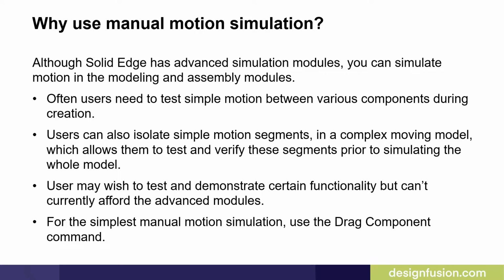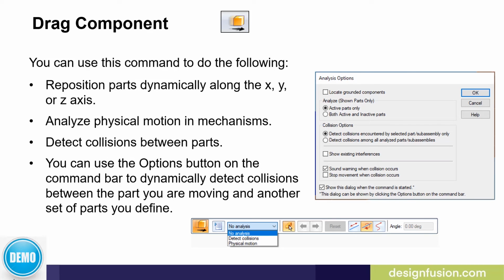For the simplest manual motion simulation, use the drag component command. The drag component command is found in your assembly module, and you can use this command to reposition parts dynamically along the X, Y, or Z axis, analyze physical motions and mechanisms, and detect collisions between parts. You can use the Options button on the command bar to dynamically detect collisions between the part you are moving and another set of parts you defined. Allow me to demonstrate this in Solid Edge.